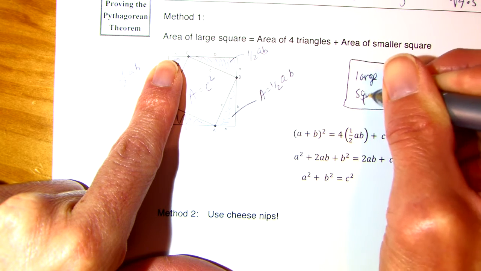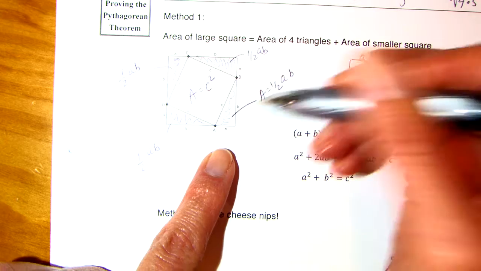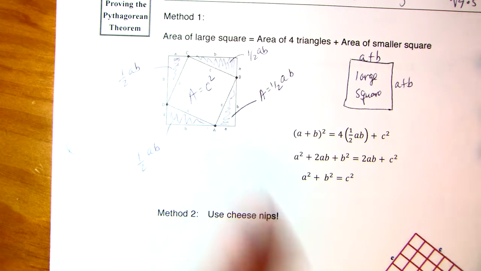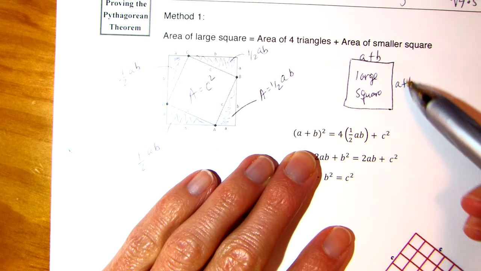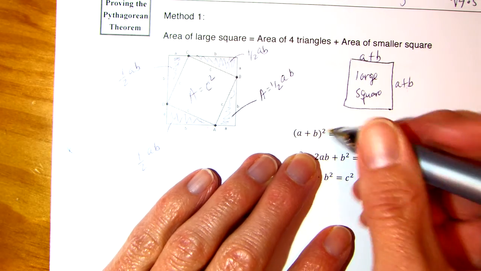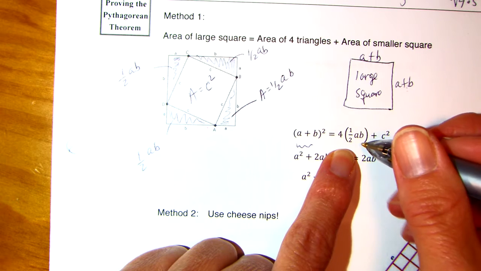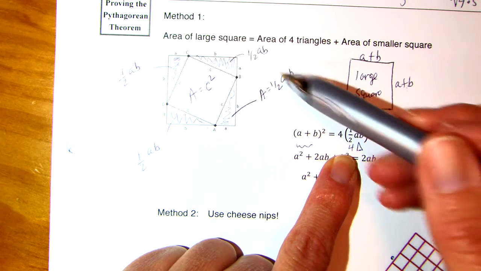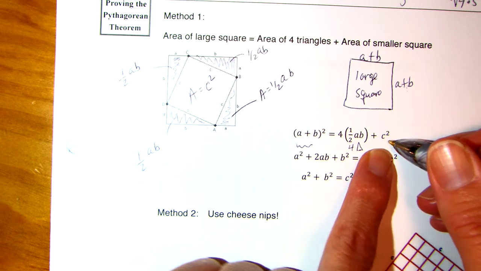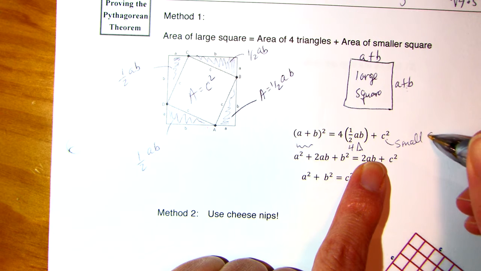Large square. A plus B, and then this is also A plus B. So if I want the area of this whole thing, A plus B times A plus B, remember length times width? That's going to be this part right here. And then this is the 4 triangles right here. So 1/2 AB, so there's 4 of them. And then this is the small square. Do you agree with that?